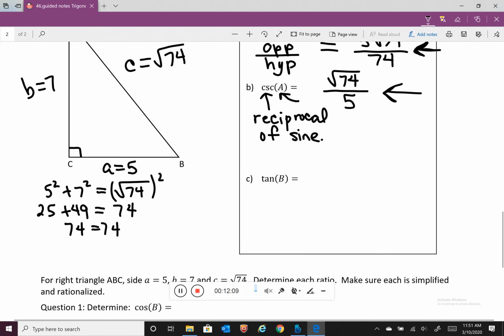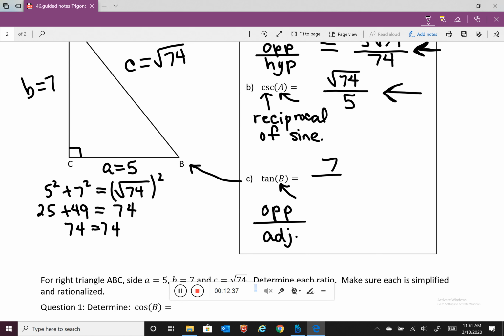Now tan of, this time we're looking at B. Tan of any angle looks at the ratio of the opposite side as it compares to the adjacent side. So tan of B, this time our focus is on angle B, and the side opposite angle B is side B, and that is 7. And the side adjacent or next to angle B is side A, which is 5.